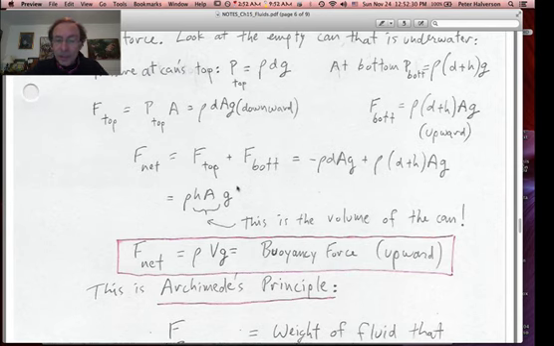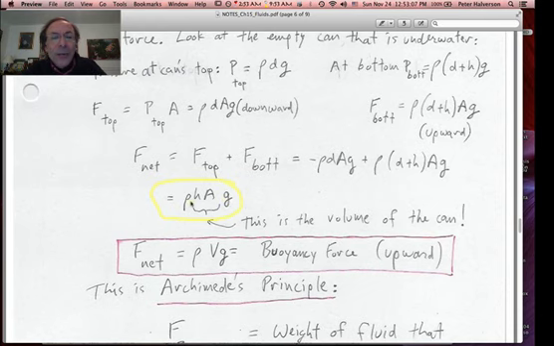This is the force on the overall can. So it's rho times h times the area of the bottom of the can times g. But if you think about the geometry, the volume of the can is the area of the top or bottom times its height. So that means that the net force is equal to the density times the volume of the can times gravity.